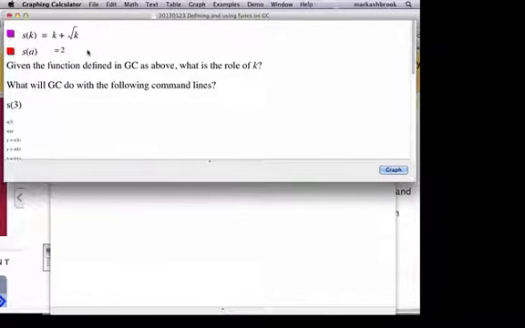Okay. What about if I do y? I'm going to say y equals s of 4. What's it going to do? What will it graph? Lots of you saying a horizontal line. That's right. It's going to graph a horizontal line.